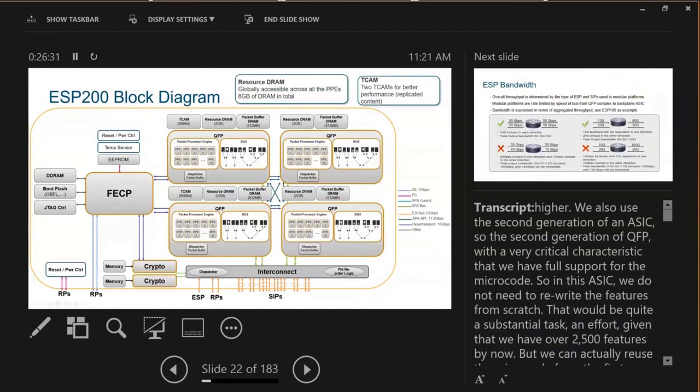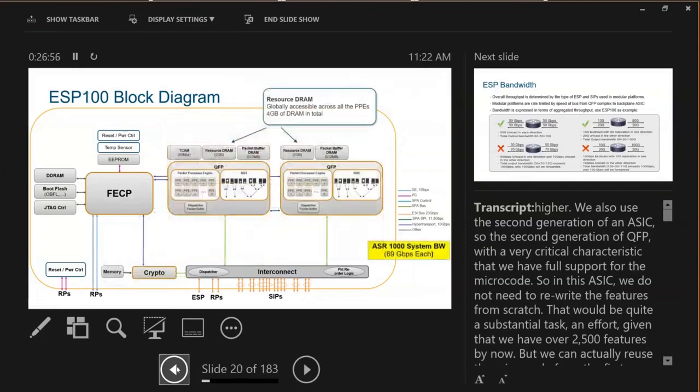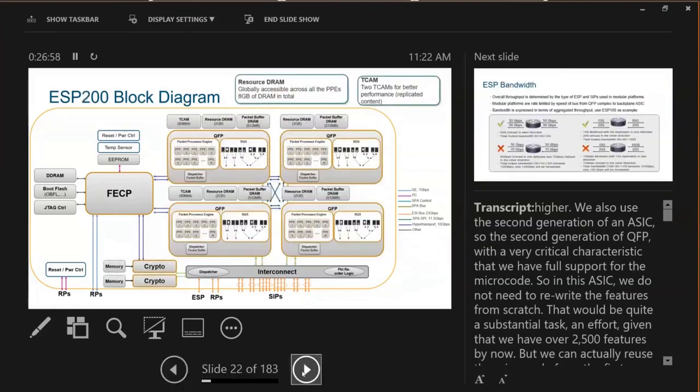And going with the ESP 200, we'll have 4 QFP engines. There'll be 2 TCAMs, and each of them will have its own resource DRAM and packet buffer DRAM. So this is the enhancement in ESP 100 and 200. If you see the interconnect speeds that are offered, they will be higher in these modules compared to ESP20 or ESP40. That will ultimately enable higher throughput.